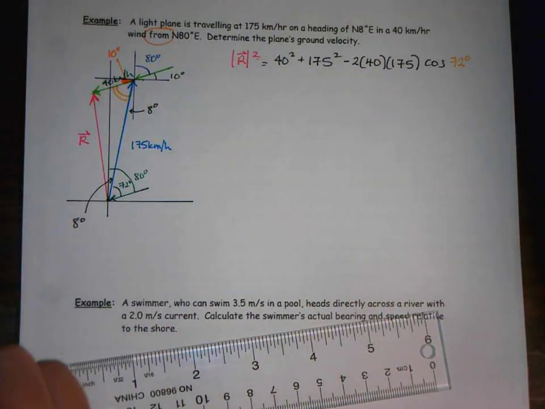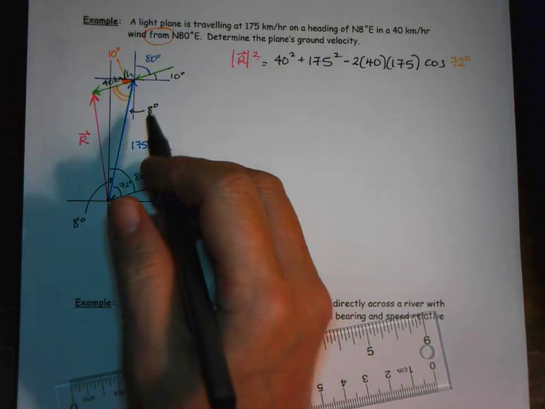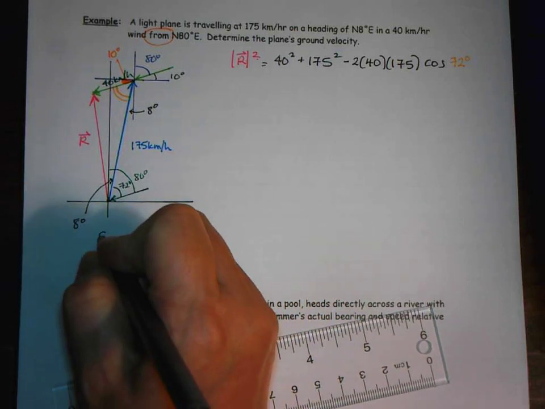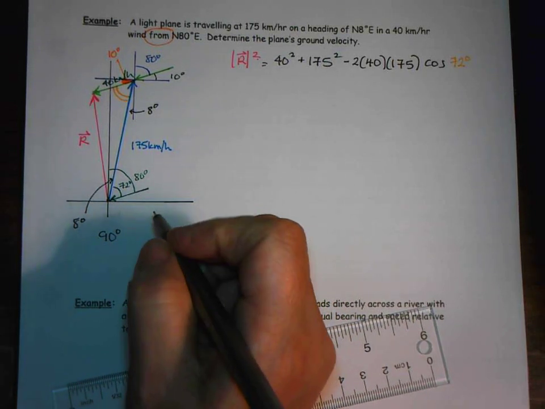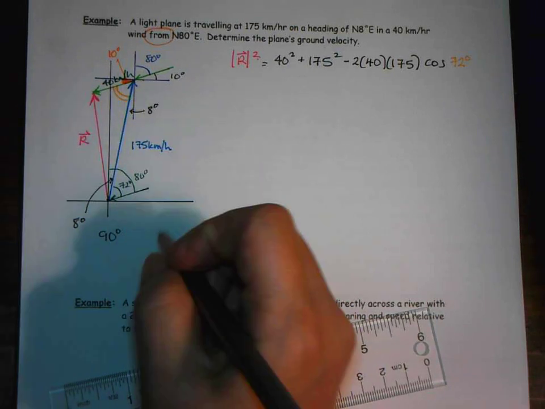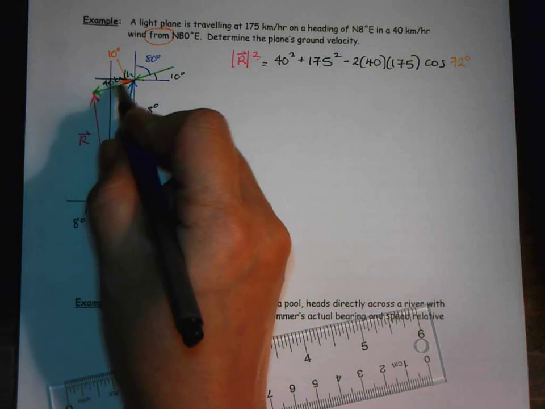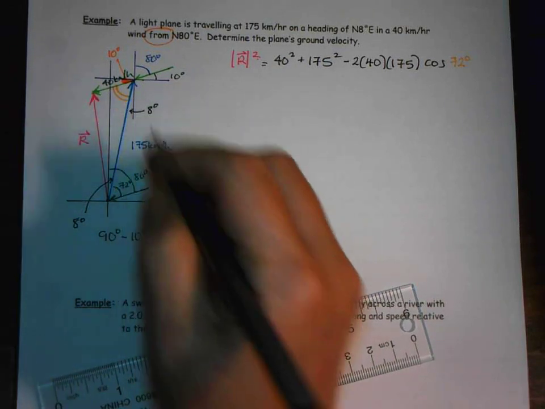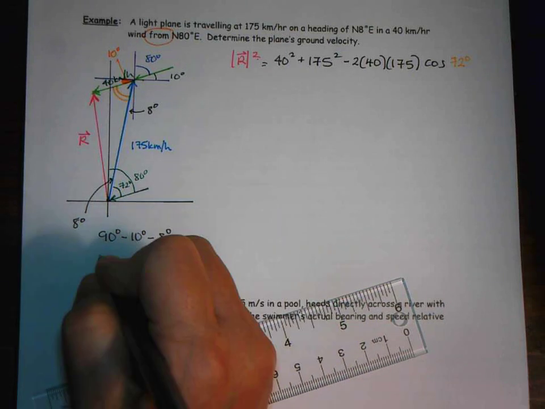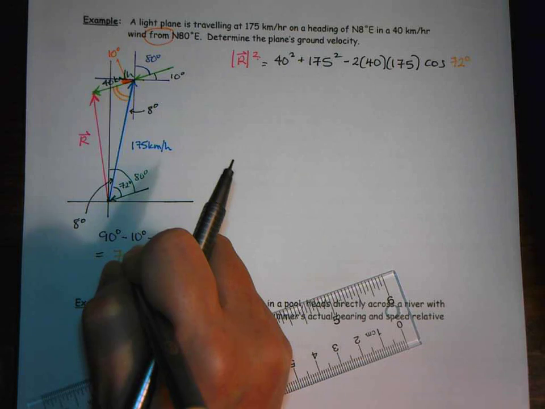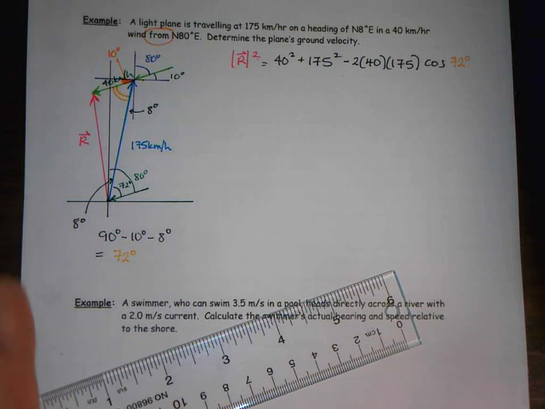So let me also write that down for you. We also said that we could find it two ways. The other way, using the same method that we used in the previous question, was to take 90 degrees, subtract this angle here, which is 10 degrees, and then subtract this angle here, which is 8 degrees, and that comes out to also 72 degrees.